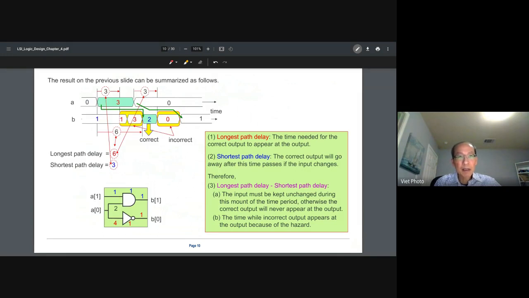So because of it, the longest delay time is needed for the correct output to appear at the output. Okay, shortest.